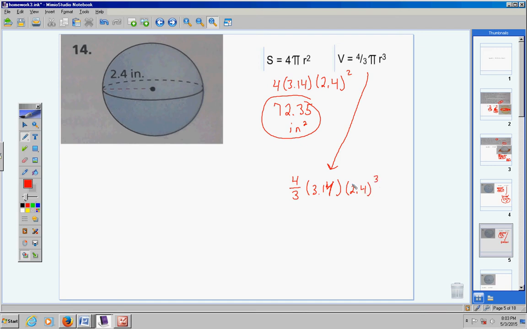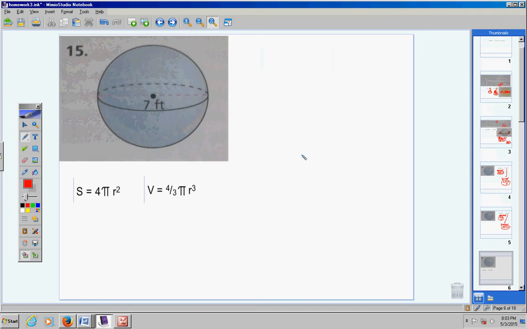Alright, so let me type that in my calculator real quick. 4/3 times 3.14 times 2.4 to the 3rd power, and I'm getting 57.8764. I'm going to put 57.9 if you round to 1 decimal place. 57.9 cubic inches. Alright, moving on to the next problem, number 15.